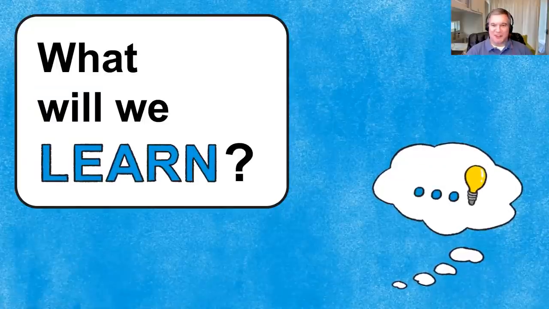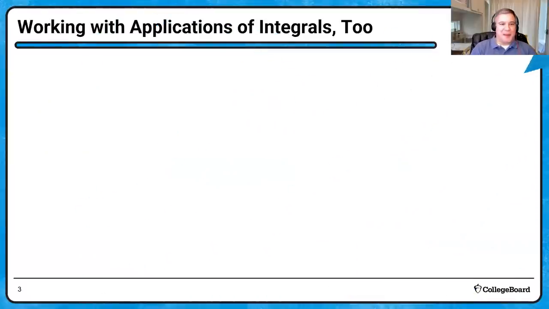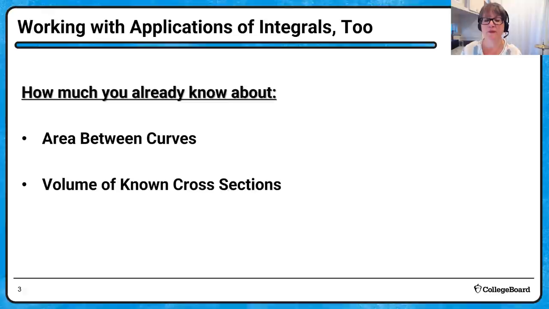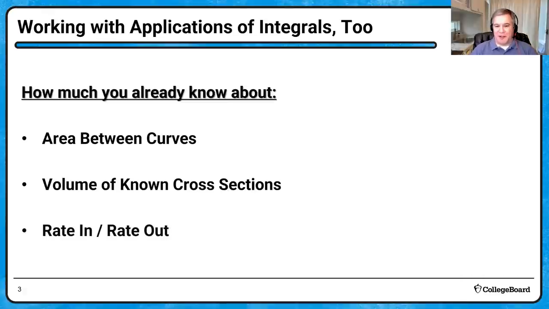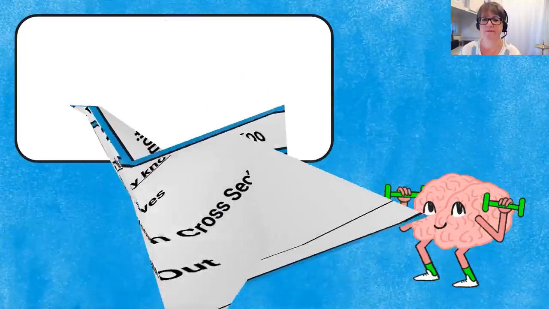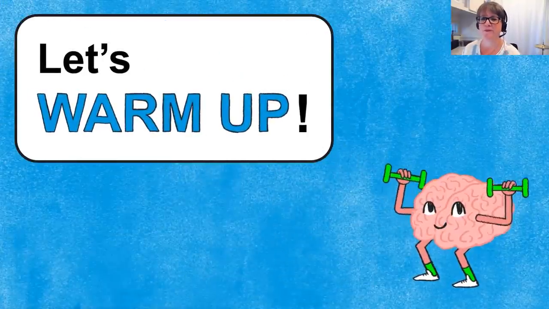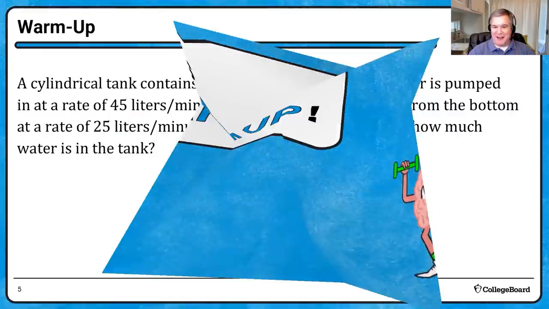Well, if you watched the last video, you know we're working with applications of integrals again. So, area between curves, and then Verge, what does that lead naturally into? To me, it leads right into volumes of known cross-sections. That's right. And then we talked about accumulation a lot yesterday, and today we're going to talk about accumulation and taking away accumulation in the sense of rate in, rate out. Yes, indeed. So to get us thinking about that, we've got a little warm-up here for you. I think the warm-up's going to address that head-on.